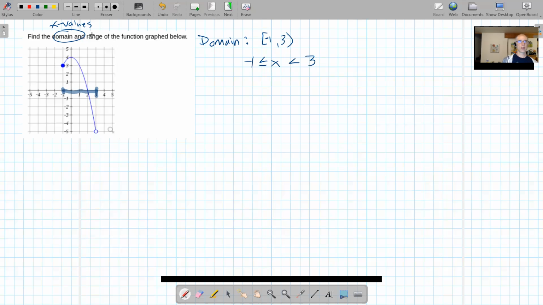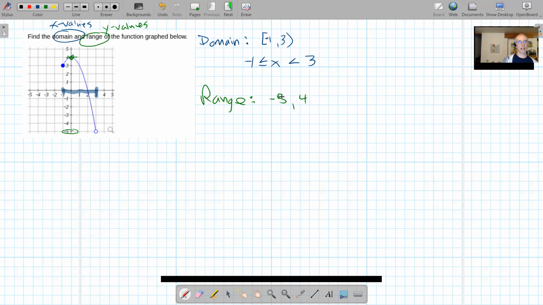Range, those would be the y values. And so it looks like this thing peaks at 4, and I'm going to guess it actually hits 4. And then the lowest y value appears to be -5 down there. So the range of this appears to be, and we always go smallest to largest, so that would be -5 on one side and 4 on the other.